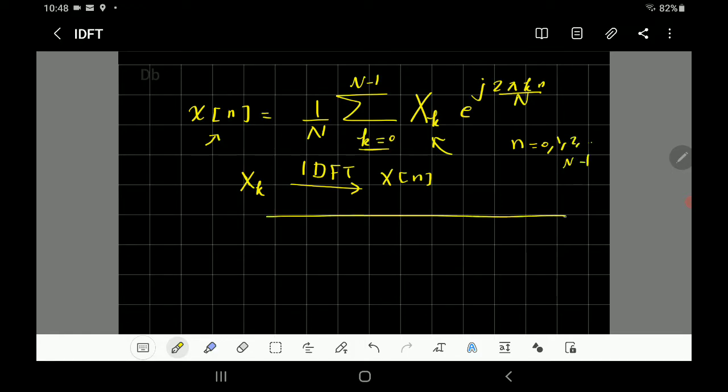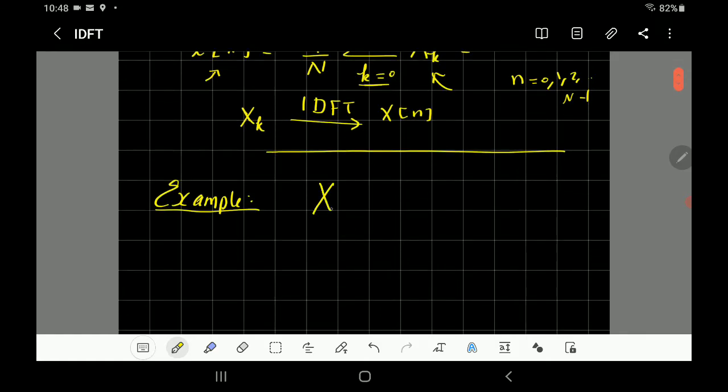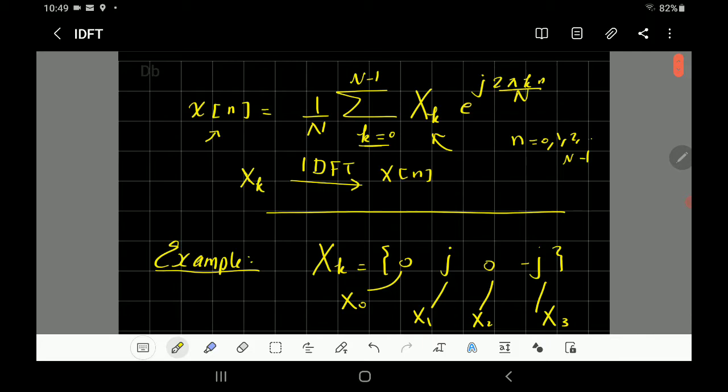So let's go ahead and use a simple example to show how to find the inverse of discrete Fourier transform. The example in our hand here is very simple. Let's say that X[k] is given as 0, j, 0, minus j. So that will be X[0], X[1], X[2], X[3], and we're going to substitute in this expression.